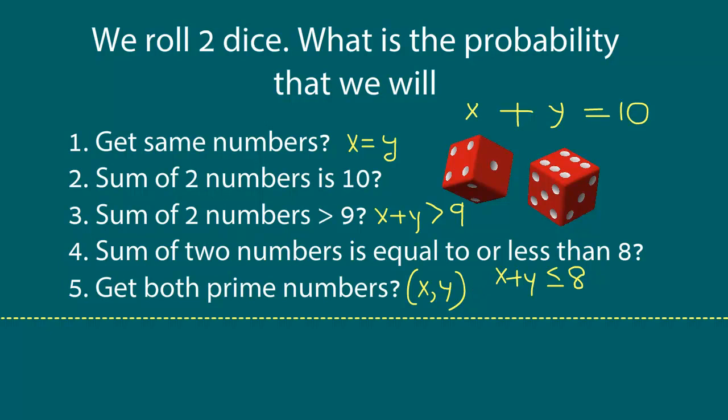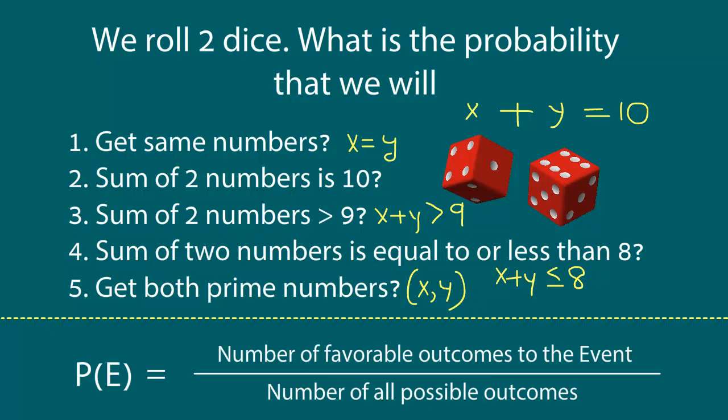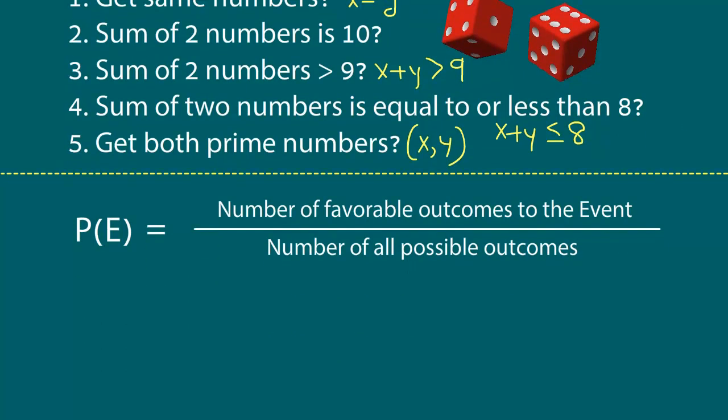We have seen that probability of any event is described as a ratio of number of favorable outcomes to the event divided by number of all possible outcomes. Now, when we roll 2 dice, how many outcomes are possible? We know there are 36 possible outcomes.